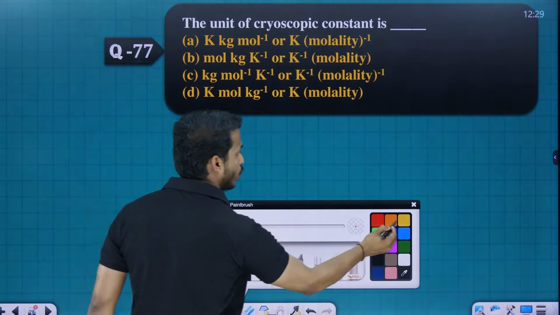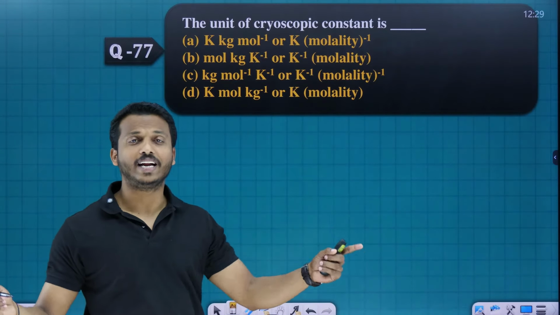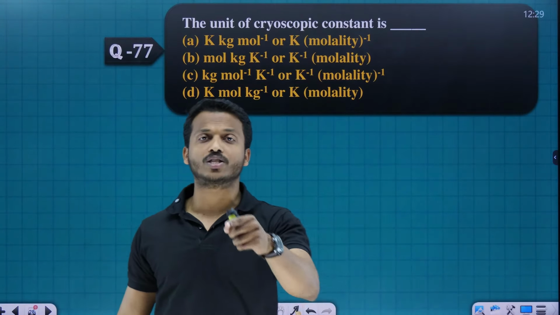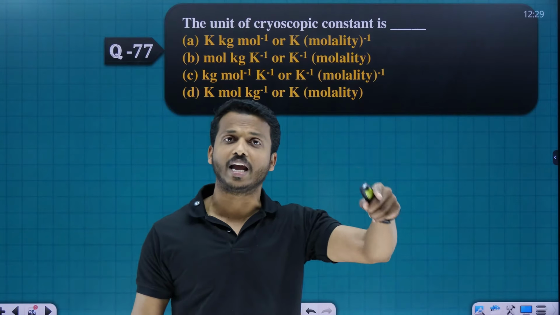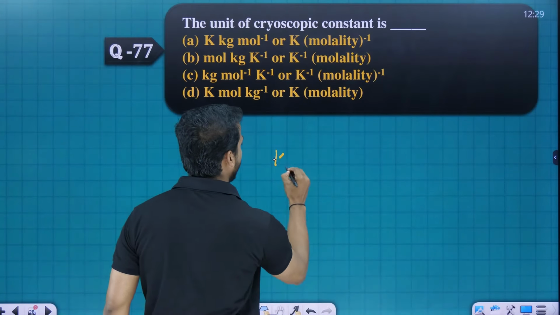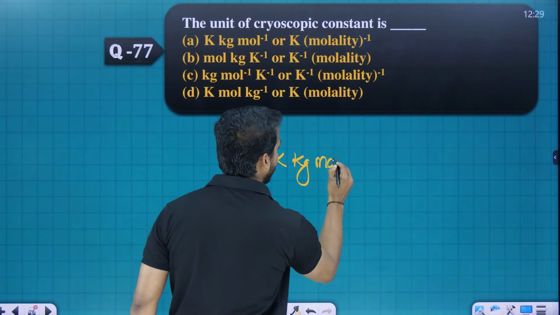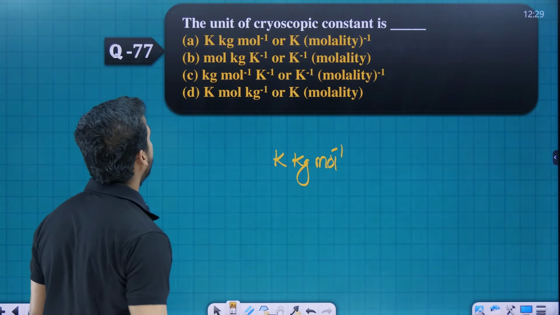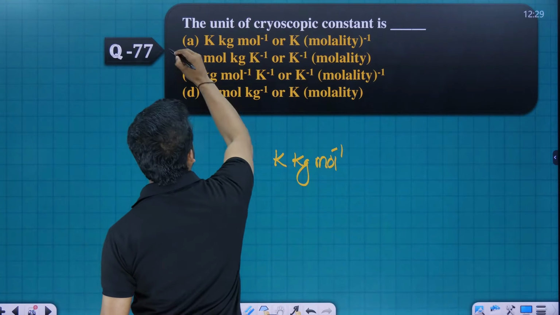What is the unit of cryoscopic constant? We already studied the unit of ebullioscopic constant Kb and cryoscopic constant Kf. Both are the same. Which one? Kelvin kilogram mole inverse, right? Kelvin kilogram mole inverse, or Kelvin molality inverse, right?